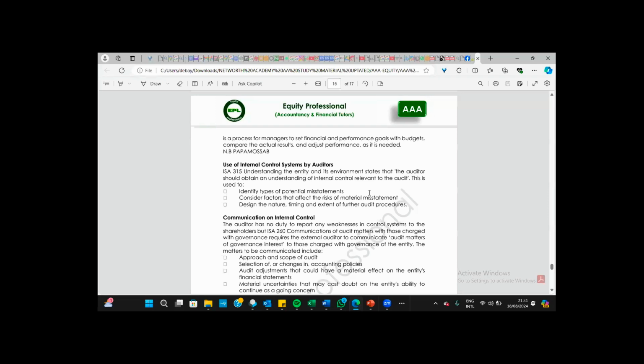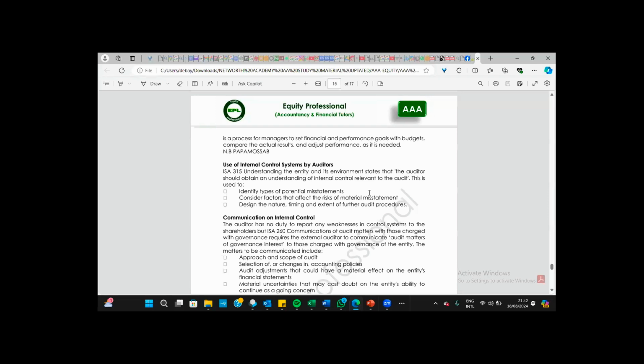What approach and scope does the auditor want to use? Is he using the statement of financial position audit approach? Is he using the risk-based approach? Is he using the system-based approach? It will be communicated. Selection of and changes in accounting policies. If there has been changes in accounting policy, it will also be communicated there. If there are audit adjustments that should have a material effect on the entity's financial statement, they will also be communicated.